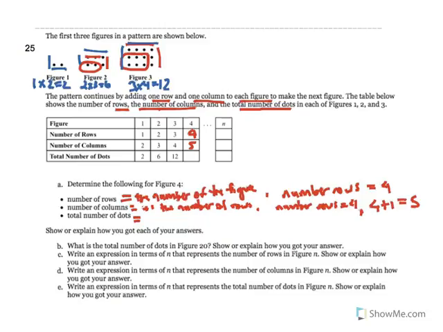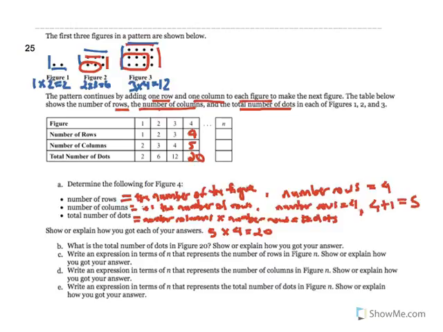Okay, so I think we see a little bit of a pattern here, right? The number of columns times the number of rows equals the number of dots. Therefore, if we have 5 columns and 4 rows, we're going to have 20 dots in figure 4. Okay? So next, we move on to the second part of the question, which asks us, what is the total number of dots in figure 20?